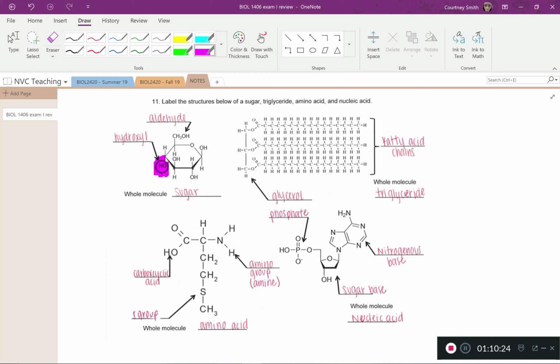These are actually the answers for the exam review, if you wanted to look at that portion of it. But just know that I may change it up a little bit. Instead of this being a glucose molecule, I might put a sucrose molecule or something of that nature. But you should still be able to identify between them.